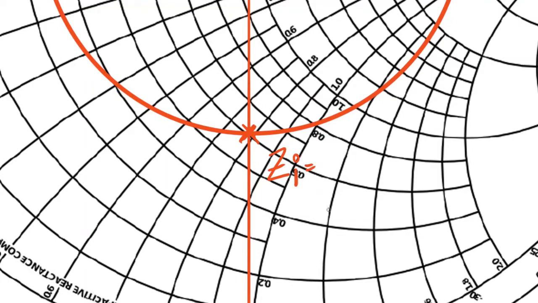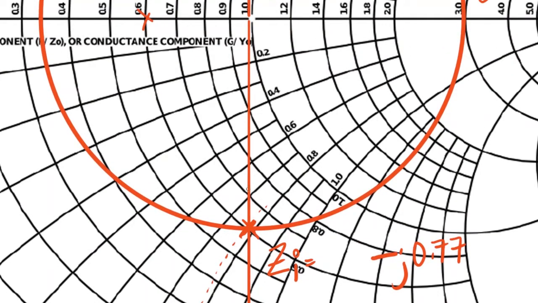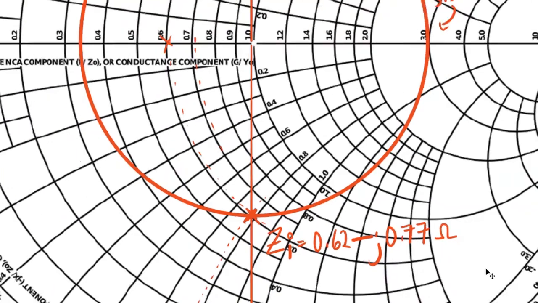As we can see, the intersection is at about minus j0.77 on the reactive side, and on the resistive side it is between 0.6 and 0.7, maybe about 0.62. So, it is 0.62 minus j0.77 ohms, if you are looking towards the generator.